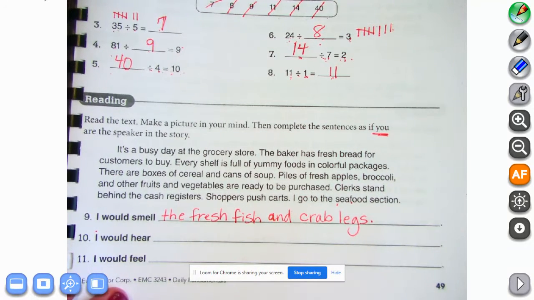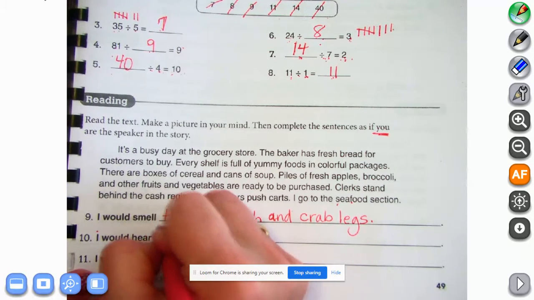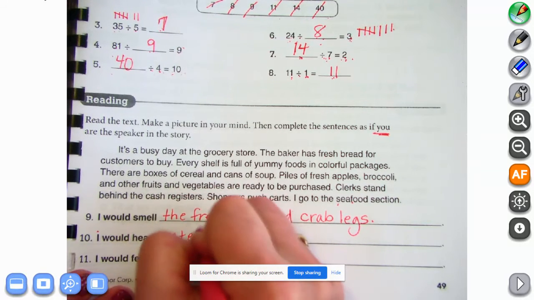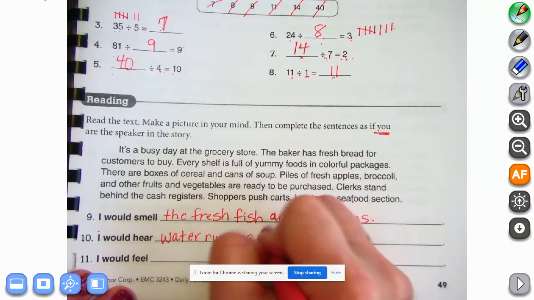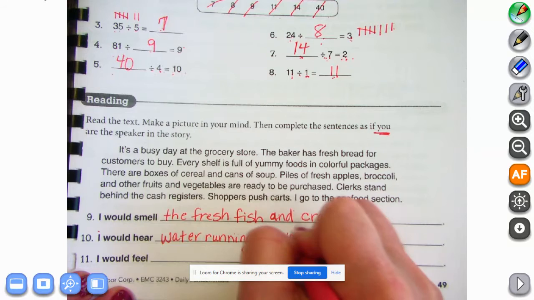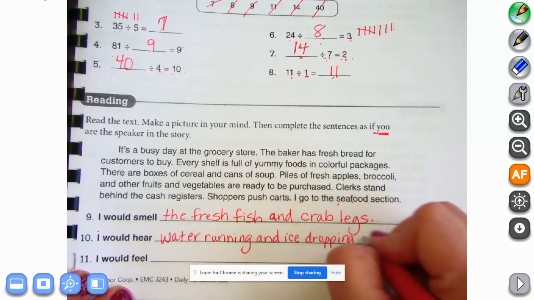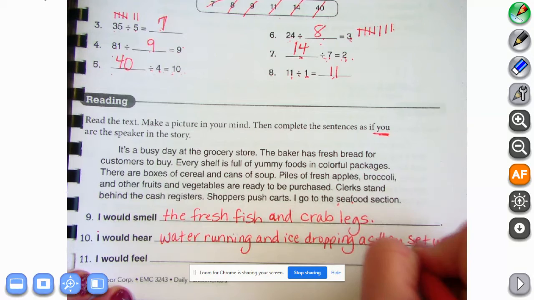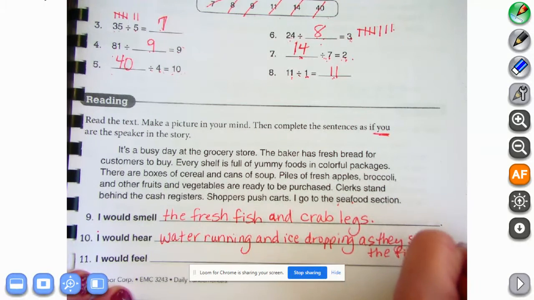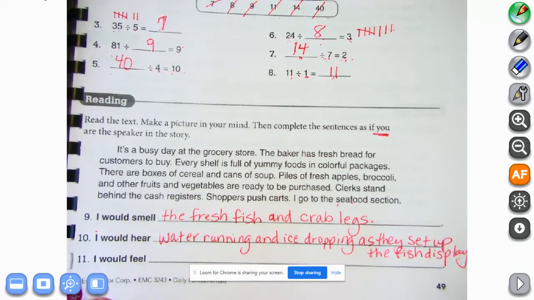That's what I'm going to say I would smell. I would hear water running and ice dropping as they set up the fish display. Now, you may have written about it completely different. I'm just showing you my examples.